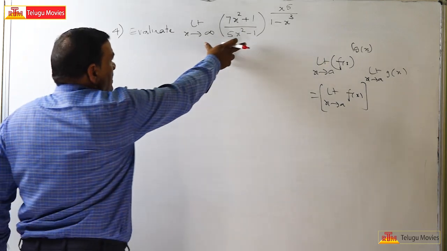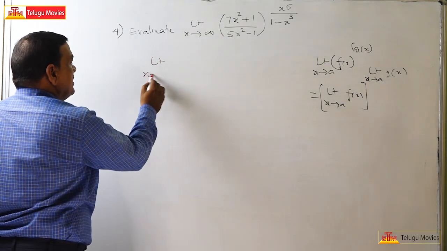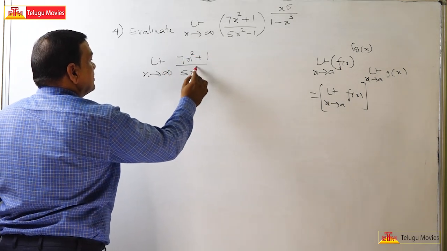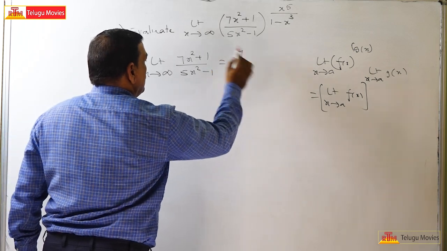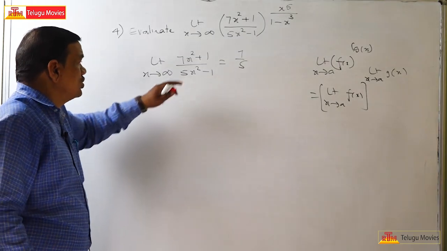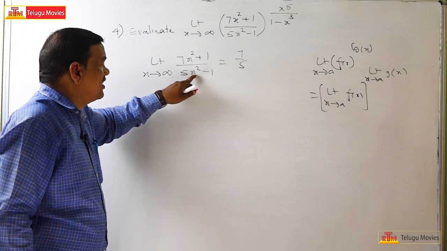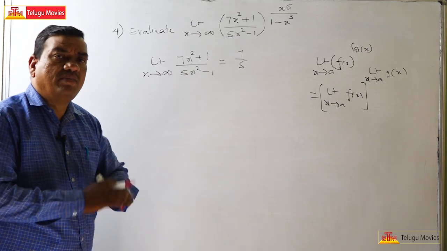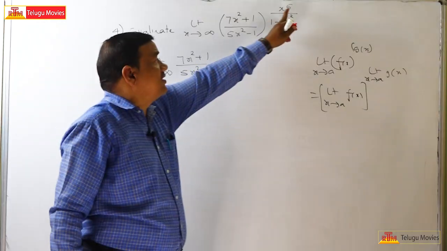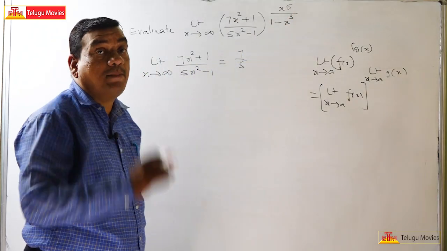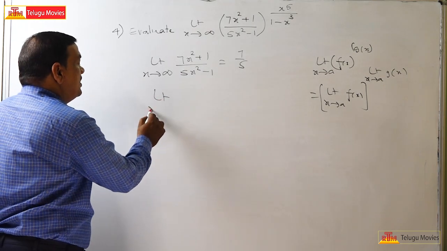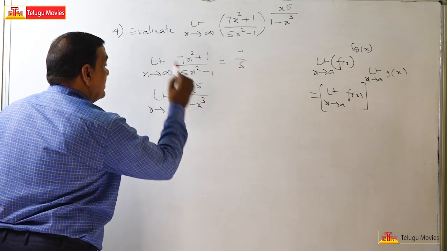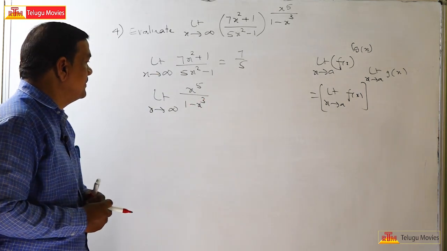First I will find out the base. So this is limit x tends to infinity of 7x square plus 1 by 5x square minus 1. This is absolutely the value 7 by 5. We know the short trick. Here the x square coefficient is 7, here also the x square coefficient is 5. Therefore 7 by 5. No problem. Everybody will do that. So the total problem lies here. What is the power? That means limit x tends to infinity of x to the power of 5 by 1 minus x cube. What is the value of this?